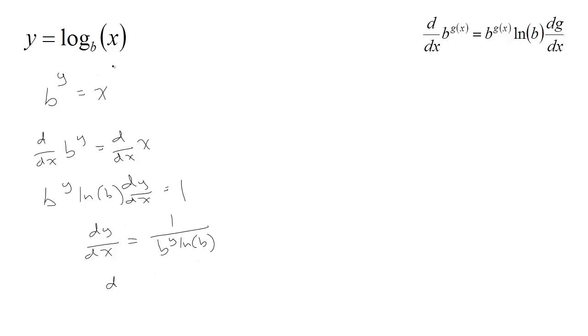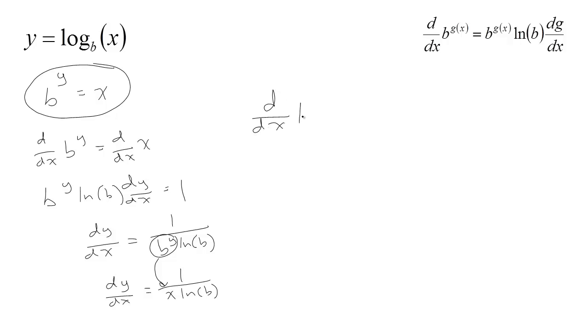Now just one more thing, b to the y is x, so in this case we can actually write the derivative of y with respect to x explicitly as a function of x, because we can replace b to the y here with an x. Okay, so we now know that the derivative of y with respect to x is 1 over x ln b. That means that if you need to take the derivative of a log, then what you get is 1 over x times the natural log of the base.